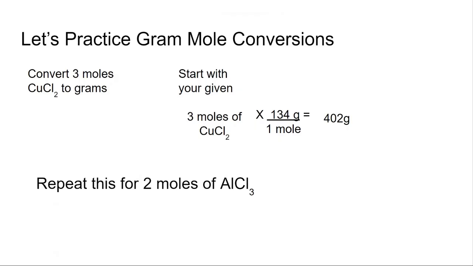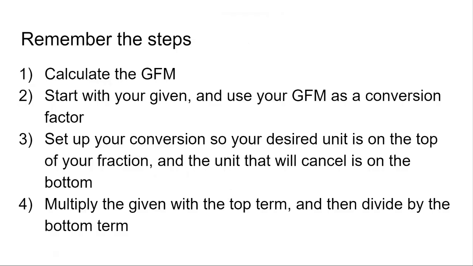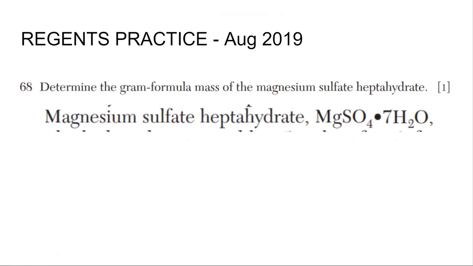Pause the video, see if you're getting it right. When you do finally get your notes done for this, you should make sure that you're able to do this alone in your application section and you understand the steps. So calculate your gram formula mass, start with your given, and use your calculated gram formula mass as your conversion. Make sure you've set up your proportion in a way that will help you solve for the units you want and cancel the unit you're getting rid of. And then multiply your given by the top term and divide by the bottom term.